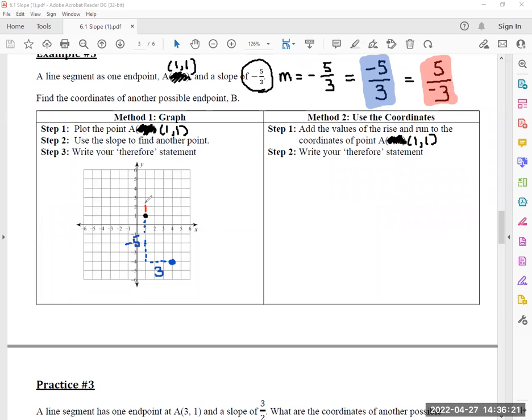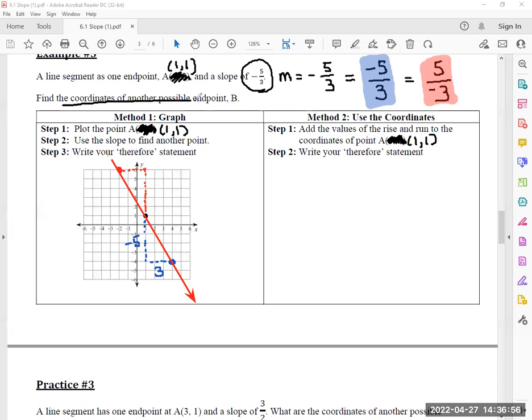1, 2, 3, 4, 5. And what's my run? -3. So what direction am I moving? A run is -3. So if I move to the left by 3, does that look like a single line to you? Yeah. So a -5/+3, a +5/-3, it doesn't matter.